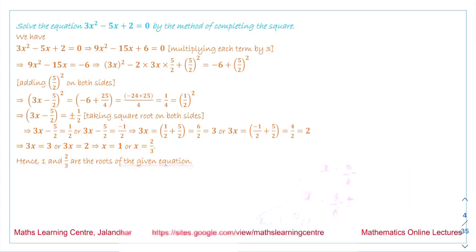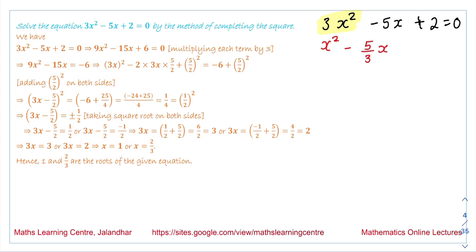In this question, the equation we have is 3x square minus 5x plus 2 equal to 0. Now we want to complete the squares. So the first thing we have to do is write this term as a whole square. To do that, we are talking about two methods. One thing you can do is divide this whole equation by 3. So suppose I divide this whole equation by 3, what I will get is x square minus 5 by 3 x is equal to minus 2 by 3.